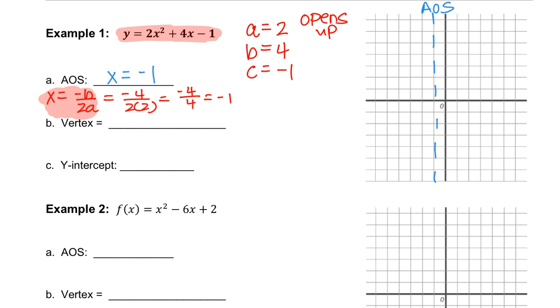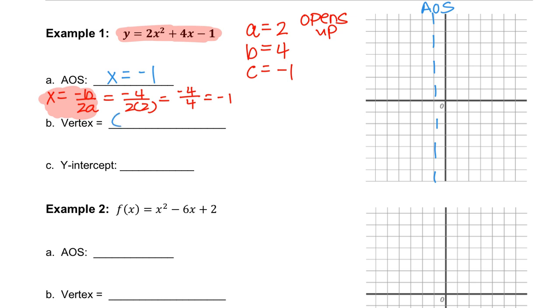You can put a dot there, it's fine, but you don't have to. We know that our vertex is going to be on that line, but we don't know where on that line. So it's okay if I put a dot there, but just know that that dot might not end up being on your parabola. Okay, so the next thing we're going to find is the vertex.